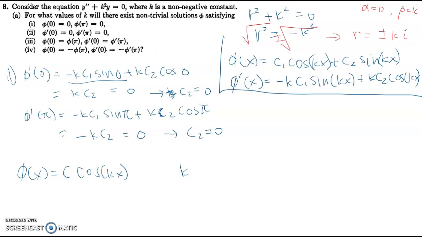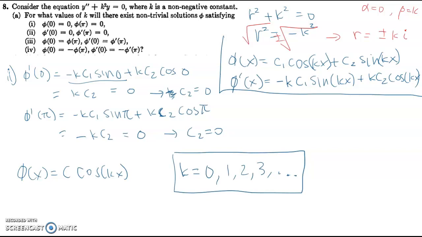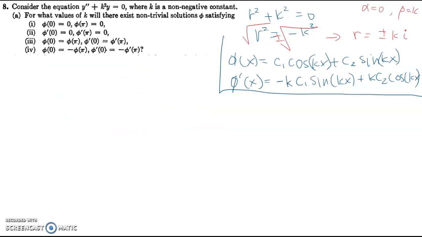Okay, so the values that k can hold, first of all, it's non-negative, so I can throw out all the negative numbers. It can hold 0 because cosine of 0 does not give the value of 0, so I can have 0 in this case and all the other values as well. Okay, so this is the answer for part 2. All right, let's go over to part 3.